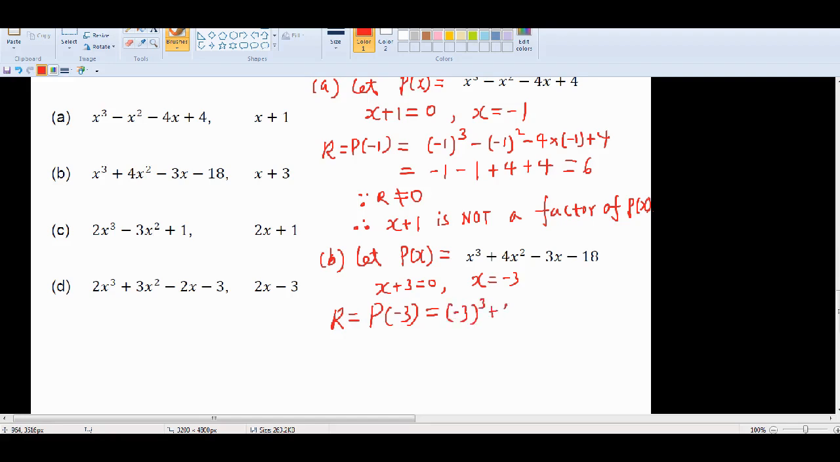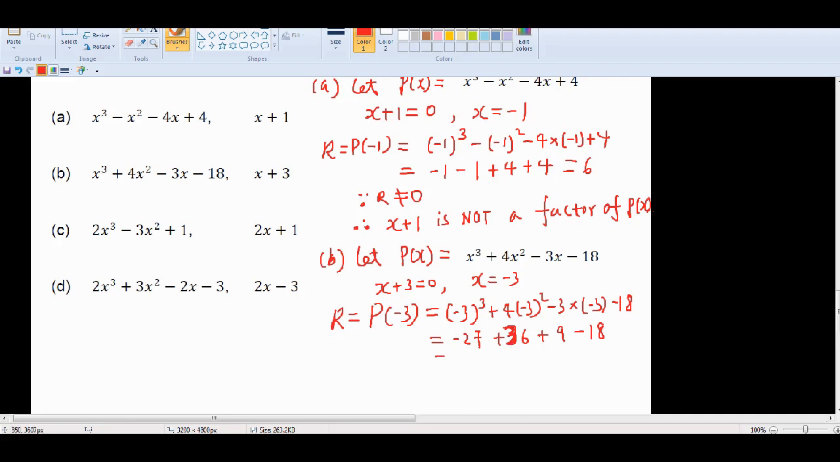Okay, let's just do some calculation. Be careful about the sign if you are not using a calculator. Even if you are using a calculator, you need to be very careful. Oh, I think I made a mistake. Here should be 36. Sorry about this.